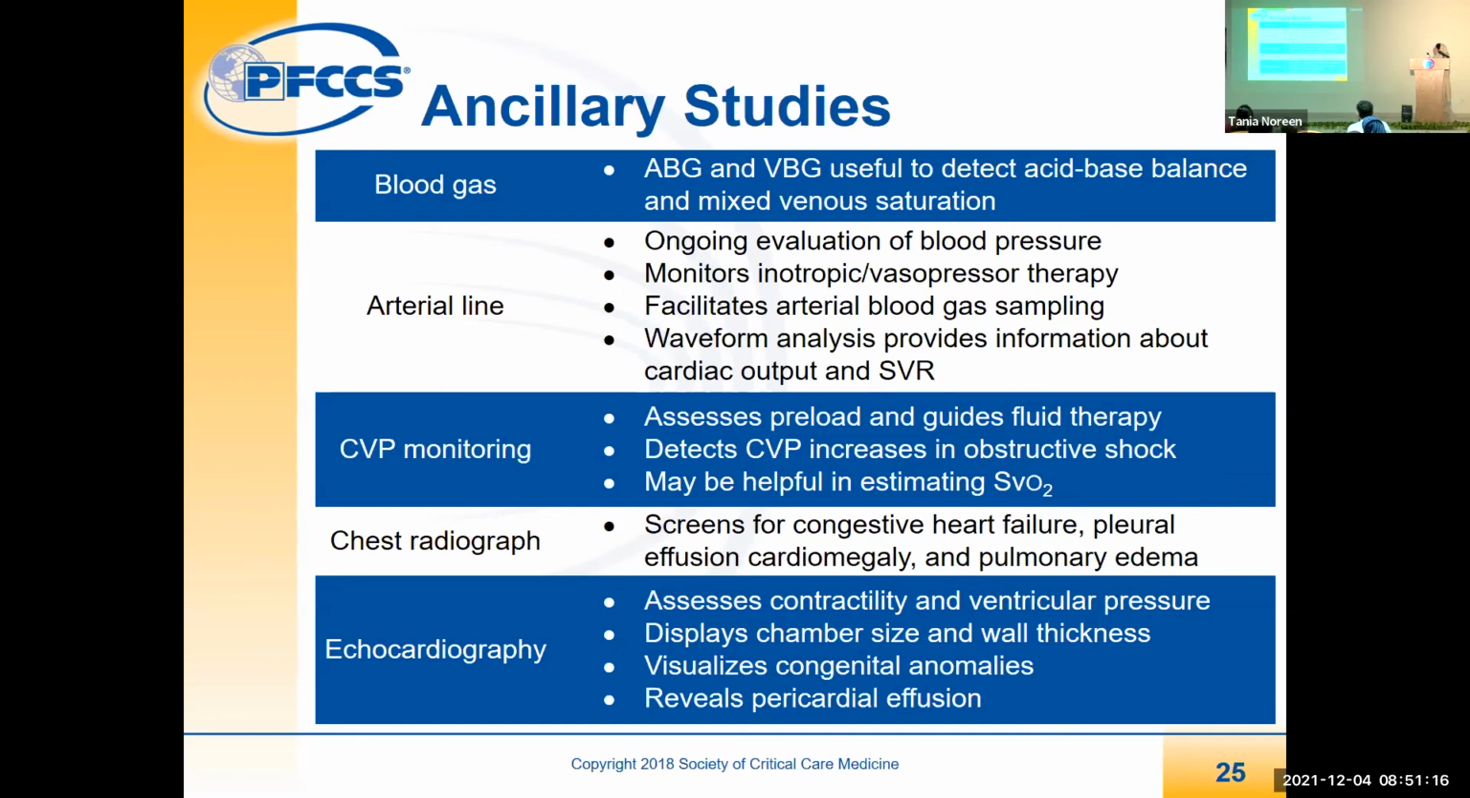चेस्ट एक्सरे में you will check for the congestive heart failure, pleural effusion के लिए, कार्डियोमेगली के लिए, पल्मोनरी एडिमा के लिए देखेंगे. Then echocardiography, ये बेसिकली डायग्नोस्टिक होता है especially in the patients with the congenital heart diseases. अगर मायोकार्डाइटिस है तो you can check for the contractility and ventricular pressures के लिए देख सकते हैं. Then you can check for the chamber size और wall thickness के लिए देख सकते हैं. Congenital abnormalities भी देख सकते हैं. And you can also check for the pericardial effusion in the patient.